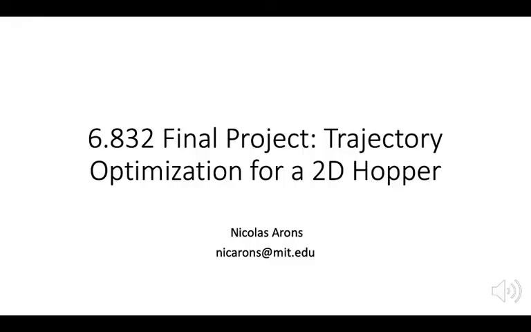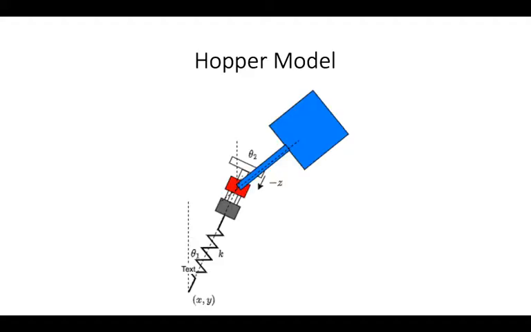Hi, my name is Nick Aarons, and I'll be going over my 6.832 final project. For the final project, I decided to try to implement trajectory optimization for a two-dimensional hopper.